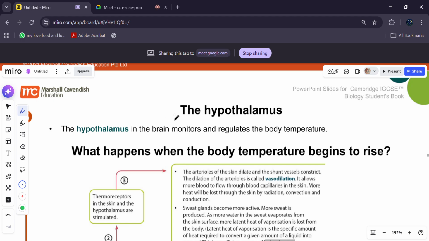It receives information about temperature changes from two sources: the thermoreceptors in the skin that detect the temperature from the environment, and the thermoreceptors in the hypothalamus that detect the temperature of the blood. So the thermoreceptors in the skin detect the external environment, while the thermoreceptors in the hypothalamus detect the internal environment.